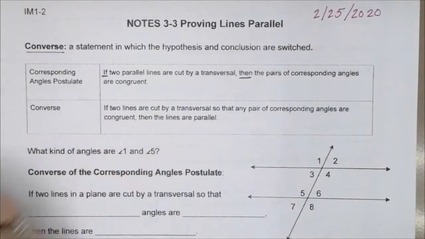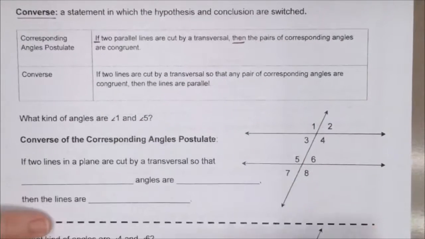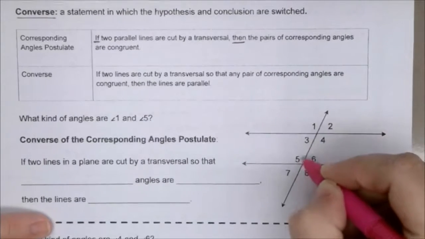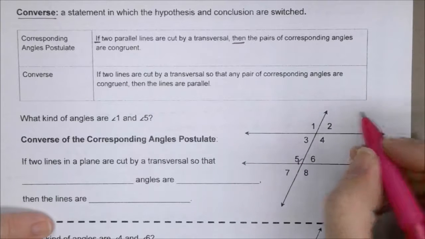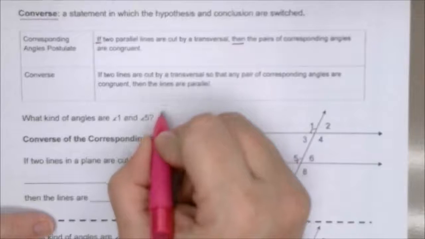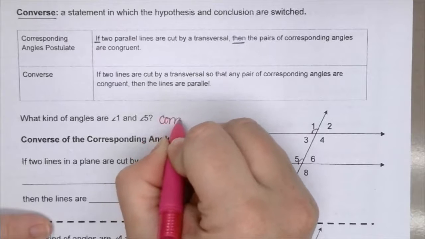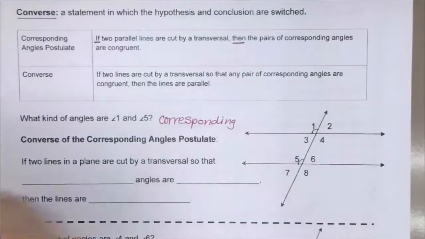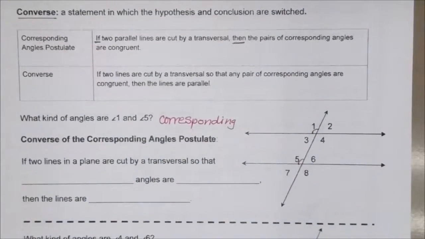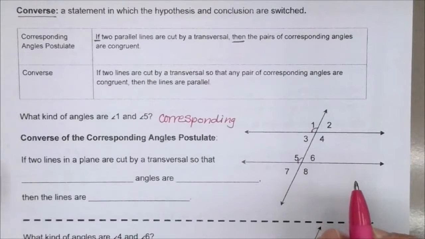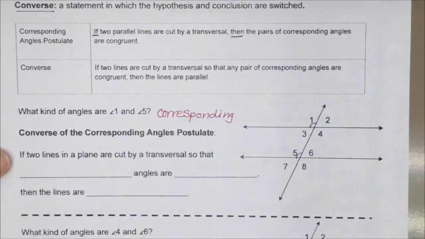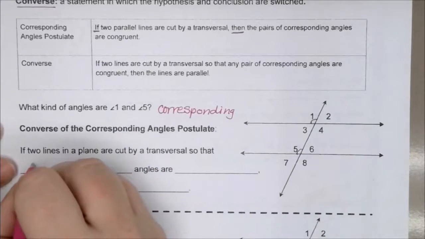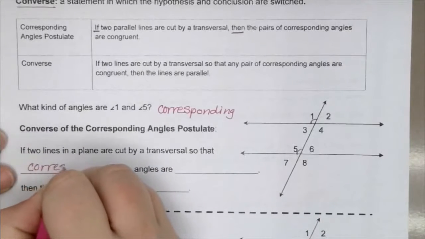So, first things first, what kind of angles are angles 1 and 5? I have the upper left side of an intersection and the upper left side. That means I have corresponding angles. I know they happen to be congruent if those lines are parallel. So the converse of the corresponding angles postulate, we just kind of talked about that. If two lines in a plane are cut by a transversal so that corresponding angles are congruent.